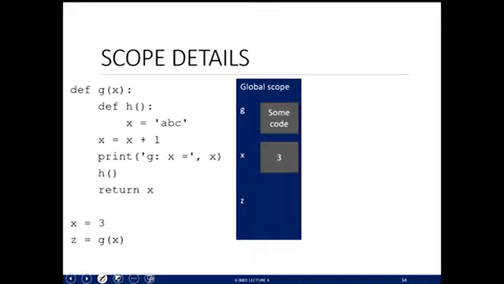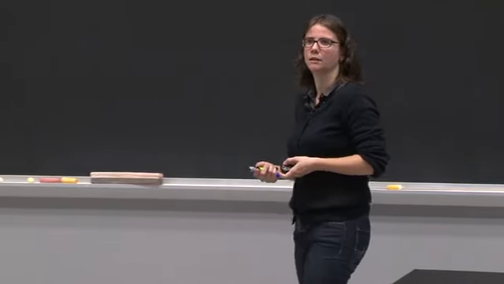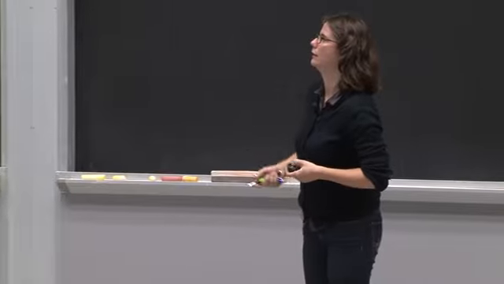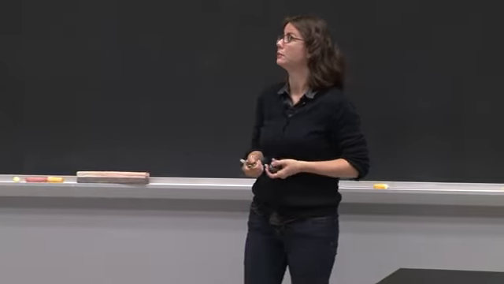Once we've returned x, we've completely exited the scope of g, and we've come back to whoever called us, which was the global scope. And z is equal to g of x completely got replaced with 4, the return value. So that's showing the nested functions.